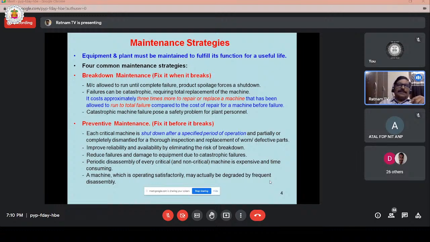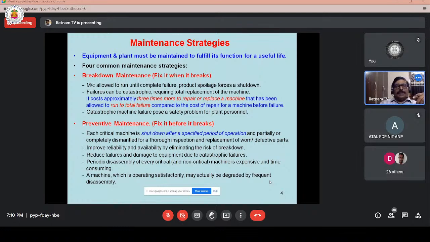Then a second strategy is followed, preventive maintenance. In this strategy, fix it before it breaks. Before the failure occurs to the machine, you just fix it for maintenance. Each critical machine is shut down after a specified period of operation and partially or completely dismantled for a thorough inspection and replacement of worn or defective parts. This is regularly followed for our cars and vehicles.